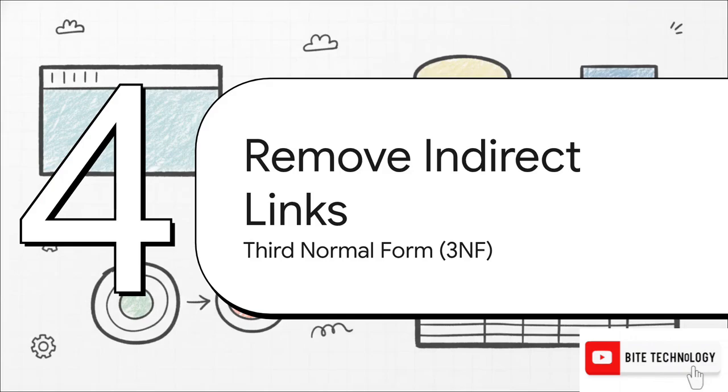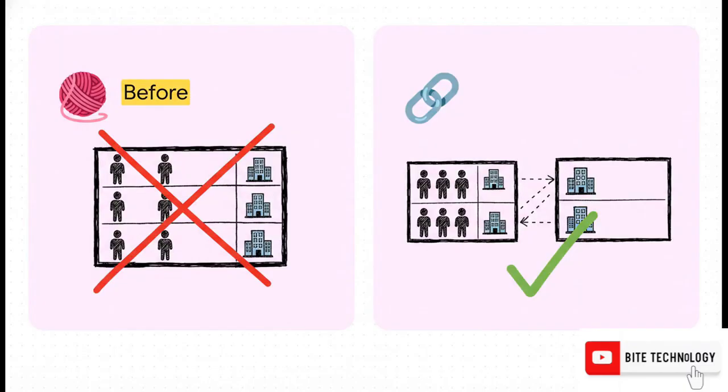All right, we are on a roll. We've made our data atomic, and we've gotten rid of the obvious duplicates. Step 3, or third normal form, is all about cleaning up the more subtle, indirect relationships in our data. So check this out. In the before table, we have the department's name stored right there with each employee. But wait a second. The department name doesn't really describe the employee, it describes the department. So, in 3NF, we just make a separate table for departments and link to it.